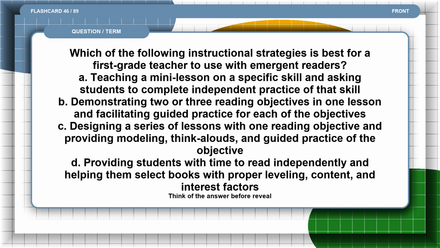Flashcard 46. Which of the following instructional strategies is best for a first-grade teacher to use with emergent readers? A. Teaching a mini-lesson on a specific skill and asking students to complete independent practice of that skill. B. Demonstrating 2 or 3 reading objectives in one lesson and facilitating guided practice for each of the objectives. C. Designing a series of lessons with one reading objective and providing modeling, think aloud, and guided practice of the objective. D. Providing students with time to read independently and helping them select books with proper leveling, content, and interest factors. Pause and think of the answer before the reveal.